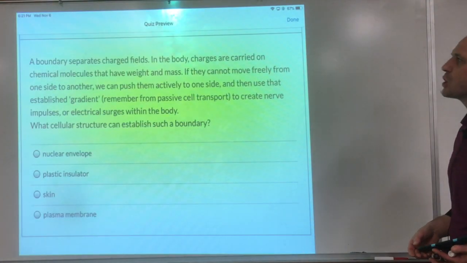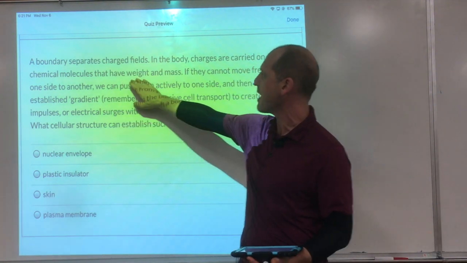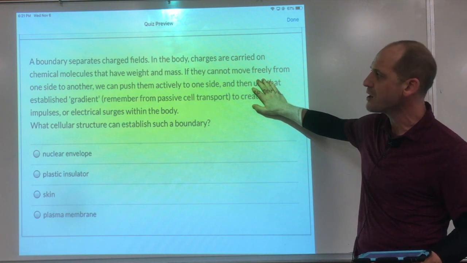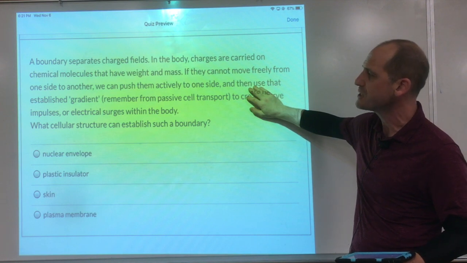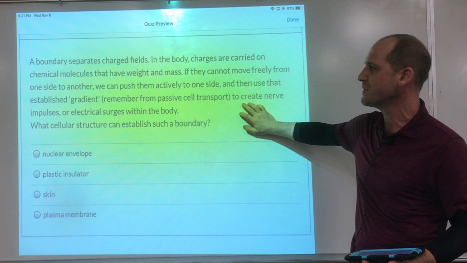A boundary separates charged fields. In the body, charges are carried on chemical molecules that have weight and mass. If they cannot move freely from one side to another, we can push them actively to one side and then use that established gradient to create a nerve impulse or electrical surge within the body.